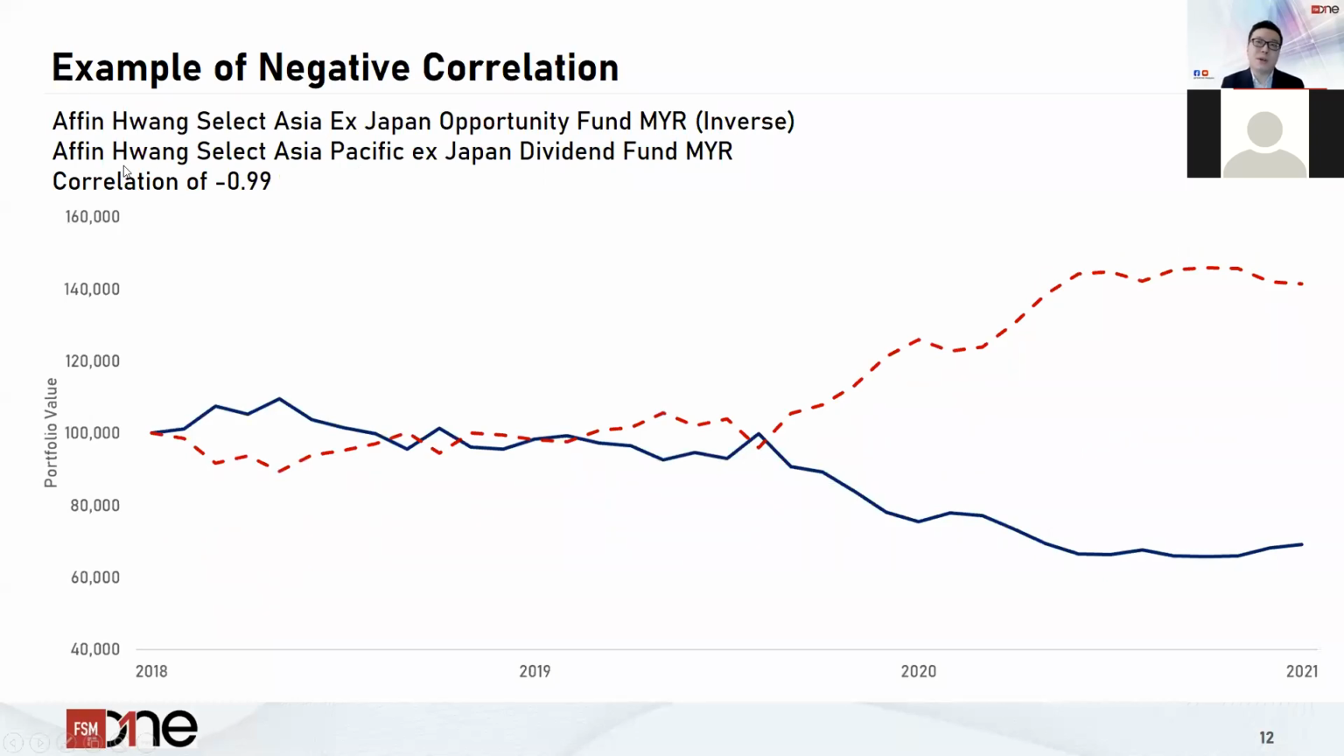The last one is negative correlation. Here I just use an inverse of one of the funds just to illustrate this. Whenever one moves up, the other one moves in the other direction. Okay, so this is negative correlation.